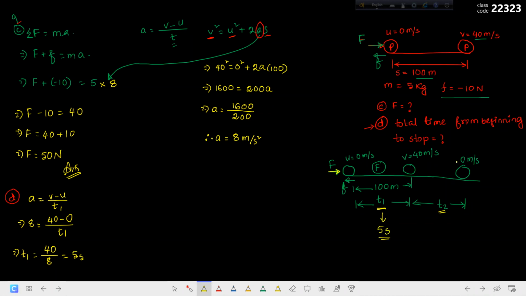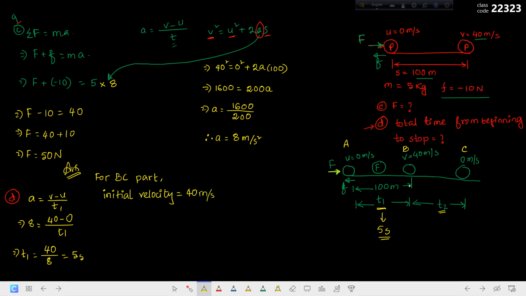Okay. Now we need to calculate the second part. For the second part, we can assign points to it. Let us say A point, B point, and C point. So we can write for BC part. For BC part, can you tell me what is the initial velocity? 40 meter per second. Very good, 40 meter per second.